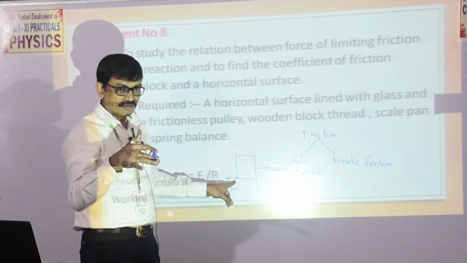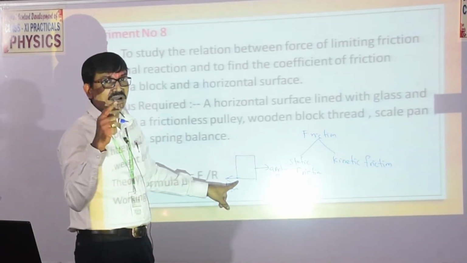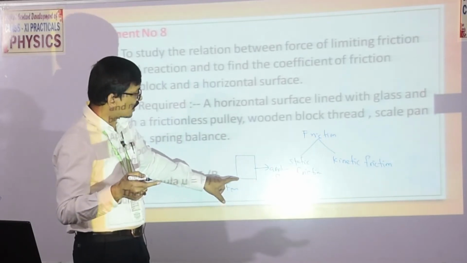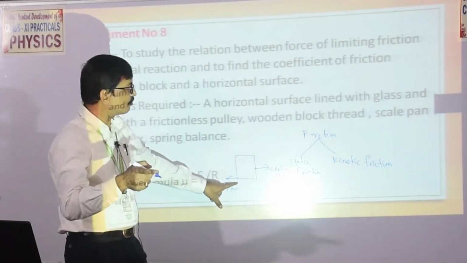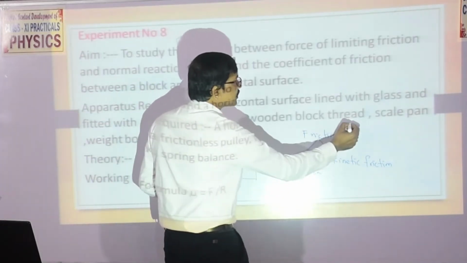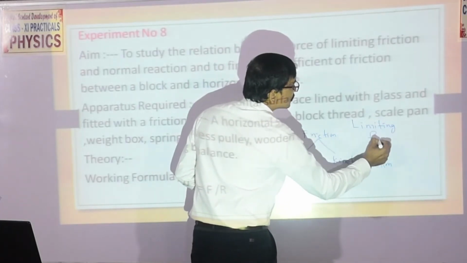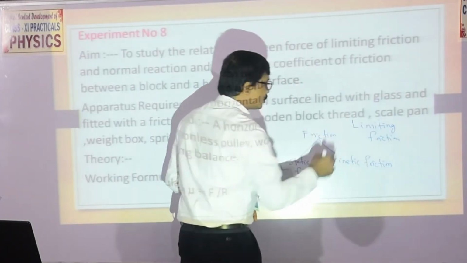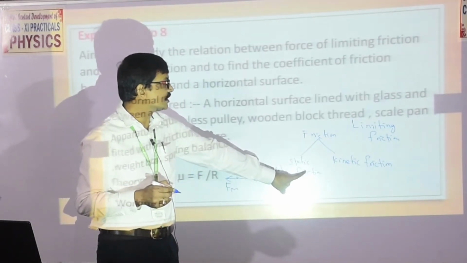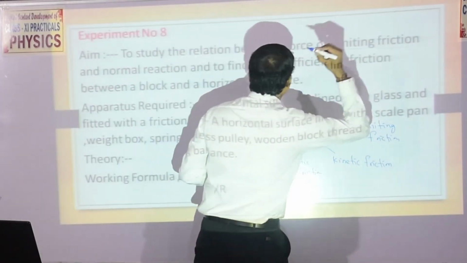A stage will come when this force of friction will attain its maximum value before the body comes into motion. This maximum value of static friction is called limiting friction. The maximum value of static friction is called limiting friction. This is our discussion. Have all of you understood what limiting friction is?